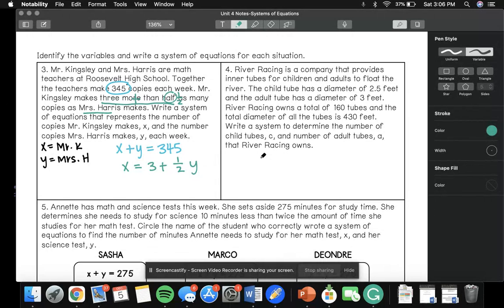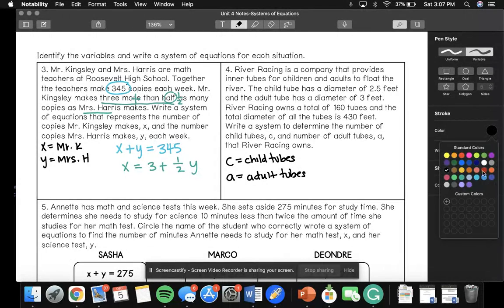Okay. Number 4, River Racing is a company that provides inner tubes for children and adults to float the river. The child tube has a diameter of 2.5 feet, and the adult tube has a diameter of 3 feet. River Racing owns a total of 160 tubes, and the total diameter of all the tubes is 430 feet. Write a system to determine the number of child tubes C and the number of adult tubes A at River Racing owns. So we have C being child tubes, and we have A being adult tubes.